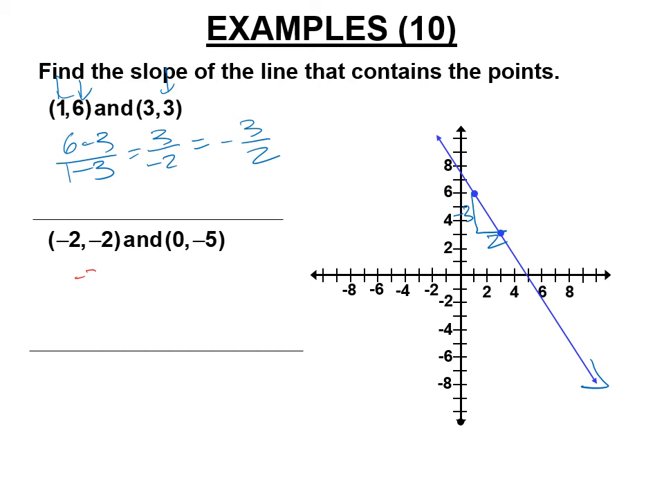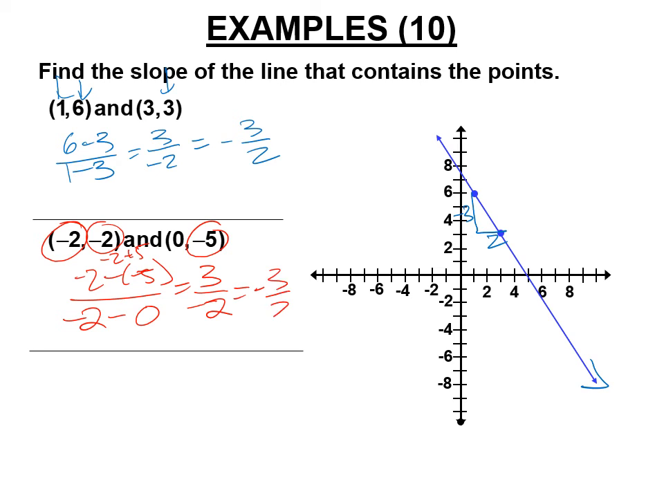This one, subtract our y's in whatever order you want, but whatever order, if you start with that one, you have to start with that one. Negative 2 minus negative 5, same as negative 2 plus 5, which is 3. Negative 2 minus 0 is negative 3. So this is also negative 3 halves.